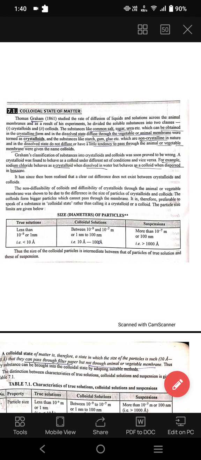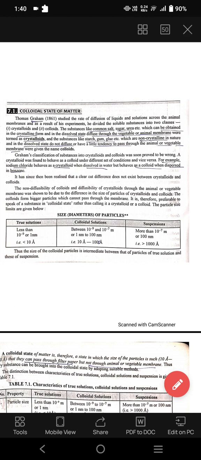Graham's classification of substances into crystalloids and colloids was soon proved to be wrong. A crystalloid was found to behave as a colloid under a different set of conditions and vice versa. For example, sodium chloride behaves as a crystalloid when dissolved in water but behaves as a colloid when dispersed in benzene. It has since then been realized that a clear cut difference does not exist between crystalloids and colloids.